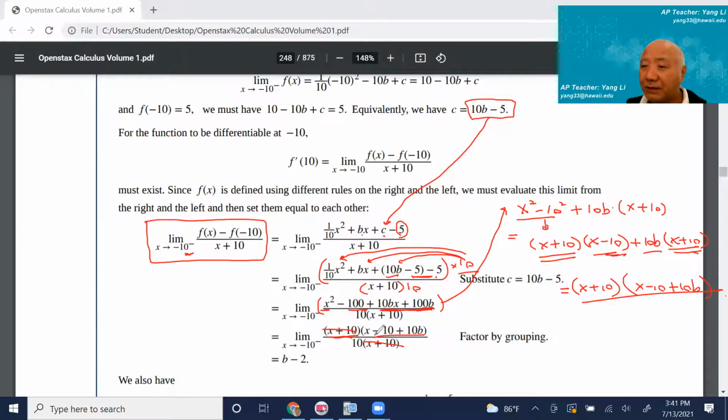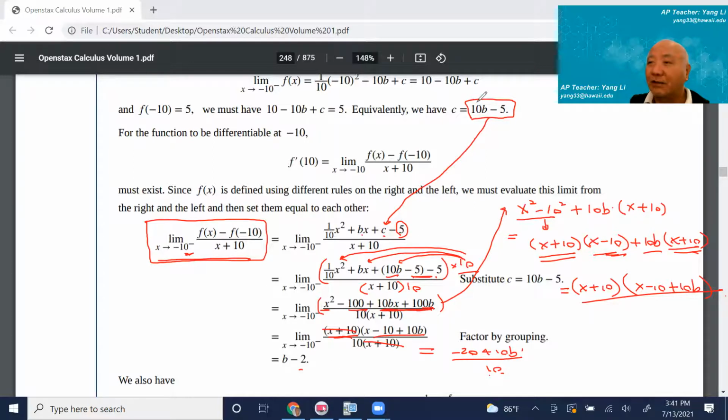You plug in here, this is -10, -10 minus 20. So this part you can have what? -20 plus 10b over 10. So this one divided by this one is -2. This one divided by this one is b. So that's why you have the left limit equals this one, right?